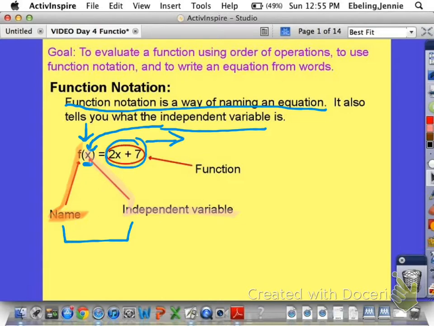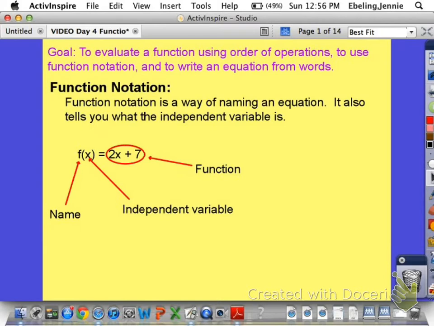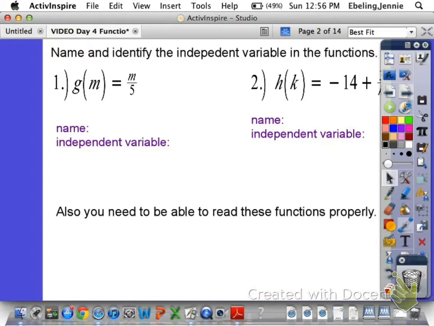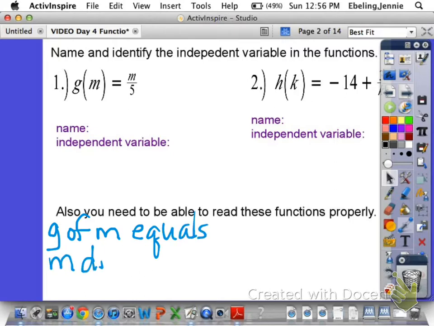Okay, let's take a look at the next page. What we want to do here is we want to be able to read a function, name it, and identify the independent variable. First of all, in number 1, I would read number 1 as g of m equals m divided by 5. That's how you read number 1.